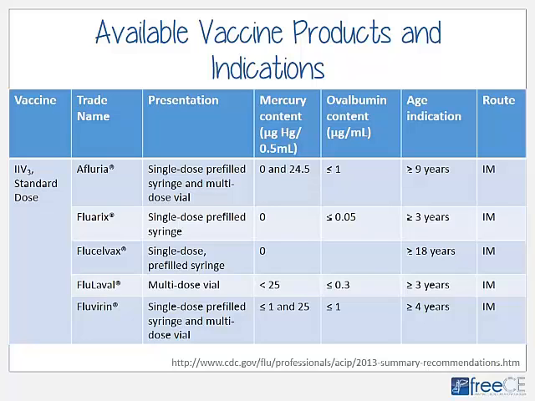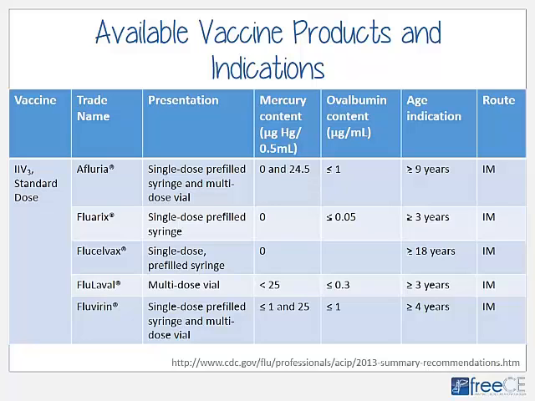The ovoalbumin content is going to be the next column, and ovoalbumin is really the amount of egg, essentially, that's in the vaccine product. It's a very small amount that's in each of the vaccine products. The age indication is in the next column, just so you have a general sense as to who it's been approved in, and then the route of administration is in the last column. So on this first slide, I think the things that I will point out are just that all of these products, for the most part, are available as both a single-dose prefilled syringe as well as a multi-dose vial, the majority of them.